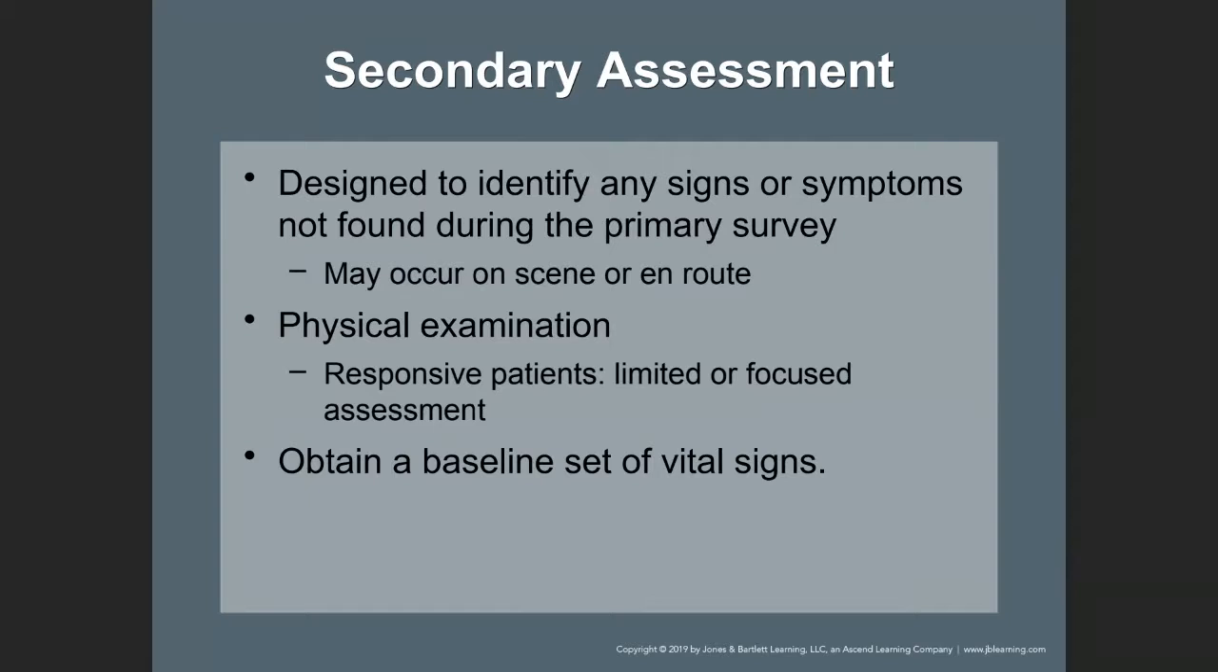Obtain a baseline set of vital signs, record vital signs at this time, and you will compare them to your findings in the primary survey. In the primary survey, you found problems, you started to treat them. Your vital signs at this point will tell you if your treatment is working or not, or you need to upgrade or downgrade.